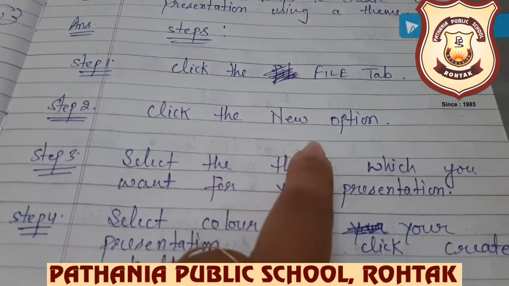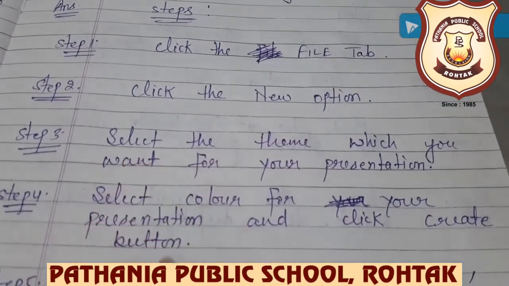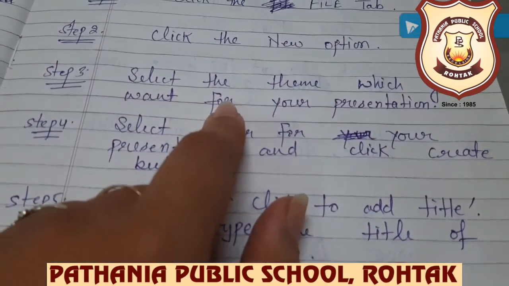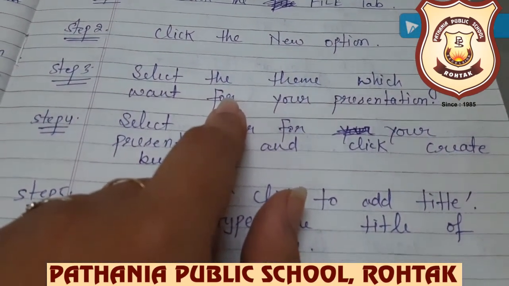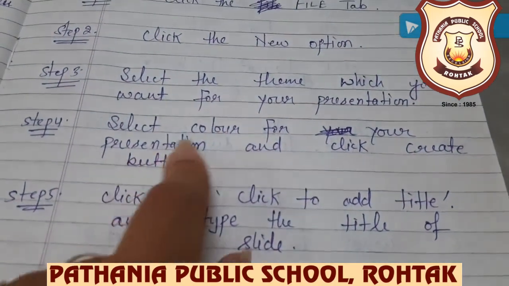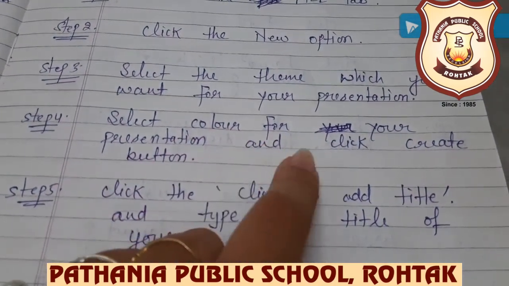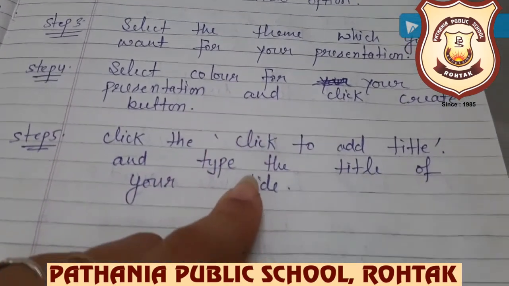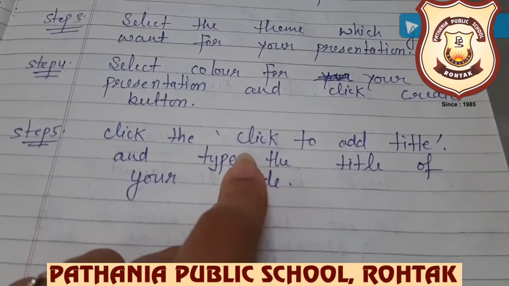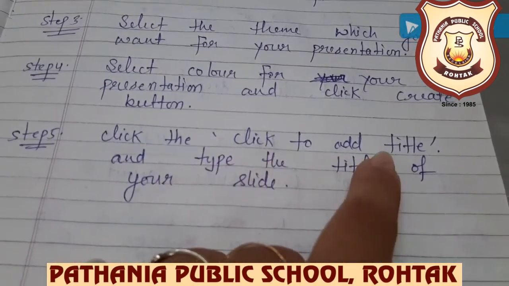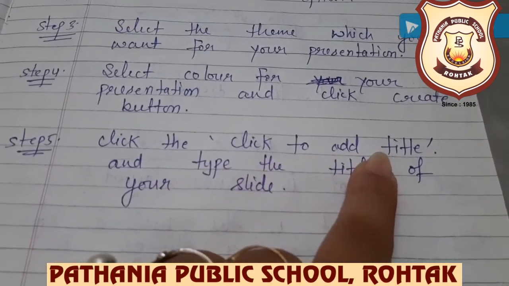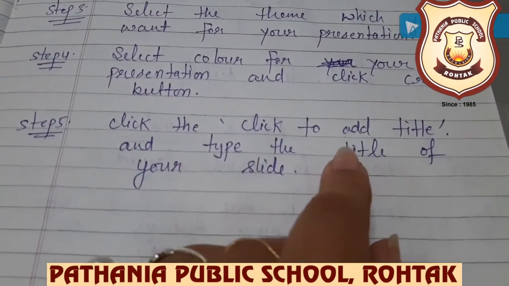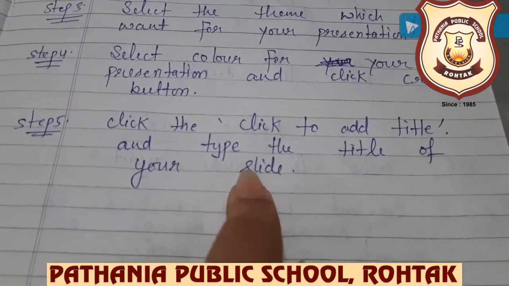Second one, click the new option. Third one, select the theme which you want for your presentation. जो आप अपनी presentation में theme को display करना चाहते हो, you have to select it according to your choice. In the fourth step, select the color for your presentation and then click the create button. After clicking on the create button, your theme will be selected and it will be displayed on your screen. Click to add title means you have to place any text or object in the dotted box, which is called a placeholder, and type the title of your slide.